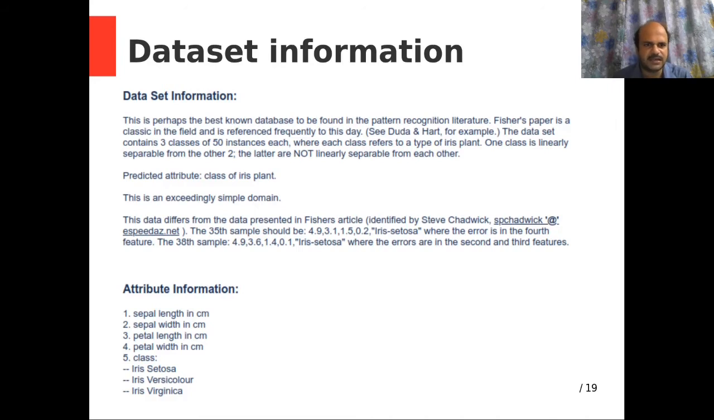This specific dataset consists of 3 classes of 50 instances each, where each class refers to a type of iris plant. The predicted attribute for this dataset is the class of the iris plant. There are 3 classes: very first is iris setosa, iris versicolor, and the last one is iris virginica. There are a total of 5 attributes used in each observation. Very first is the sepal length, which is in centimeters, sepal width, petal length, petal width, all these are in centimeters.